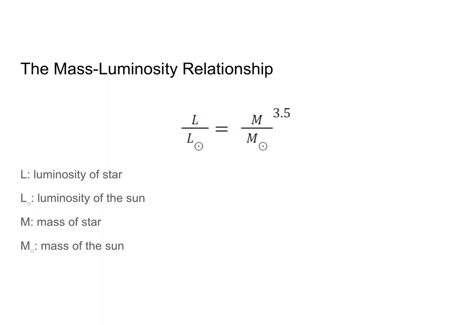The way the mass-luminosity relationship is typically written is that the luminosity of a given star divided by the luminosity of the sun is equal to the mass of the given star divided by the mass of the sun, and we're raising that quantity to the 3.5. So essentially, the ratio between the luminosity of a star and the luminosity of the sun is equal to the ratio between those two masses raised to the 3.5 power.